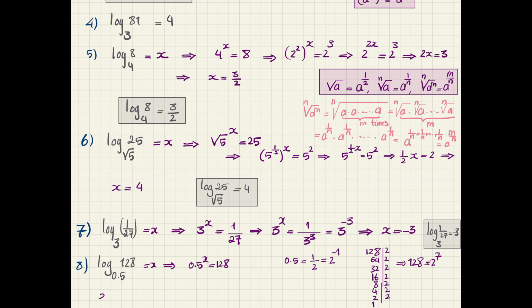So then it becomes 2 to the power of minus 1, to the power of x, equals 2 to the power of 7. But on the left hand side, I have two exponents, again the same formula. You see, I have an exponent, another exponent, so these exponents are multiplied, but minus 1 times x is nothing except minus x, and it becomes 2 to the power of 7. So this implies that minus x is equal to 7, and it means that x is equal to minus 7. And then finally, we write the answer. So the log of 128 in base 0.5 is minus 7.